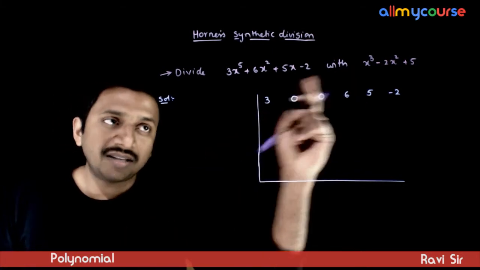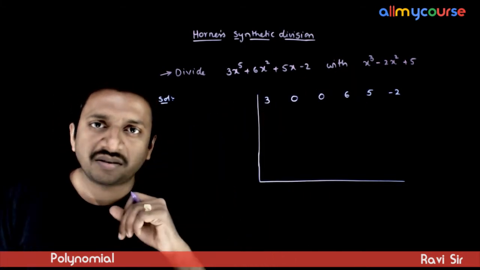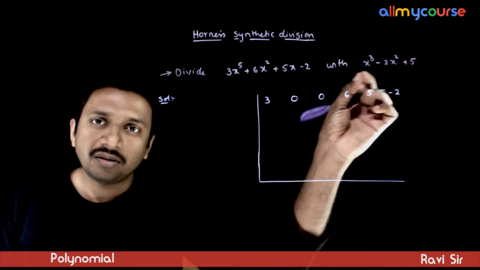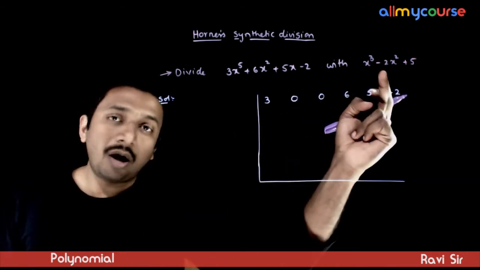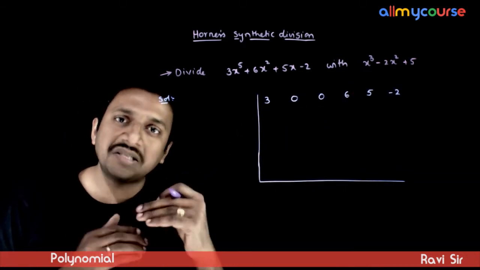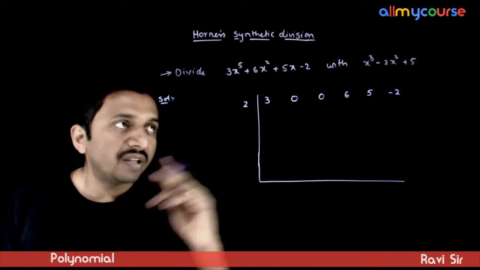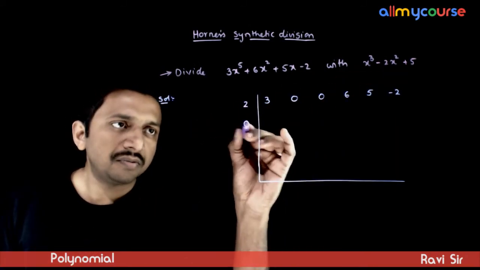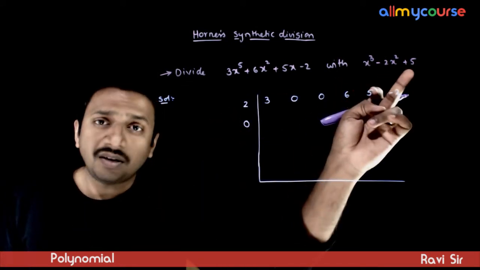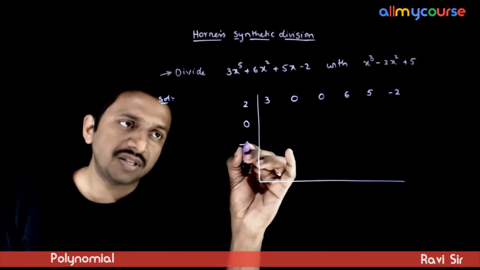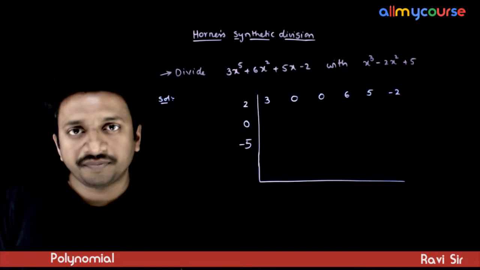And let us write the numbers corresponding to the divisor. The leading coefficient is 1, so I don't need to write it. For all the other coefficients, just change the sign and write. So you have -2x^2, you write +2. The x coefficient is 0, so you write 0. The constant term is +5, so just write -5.